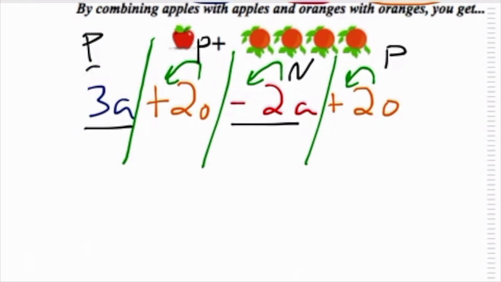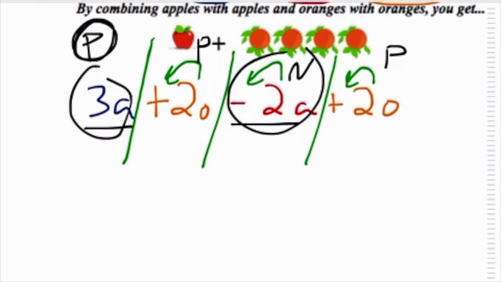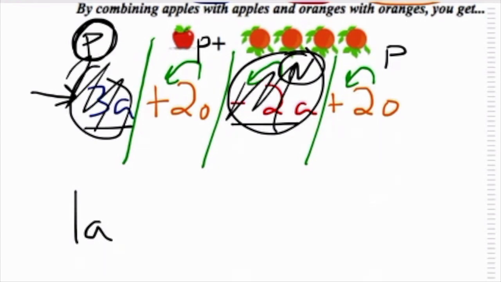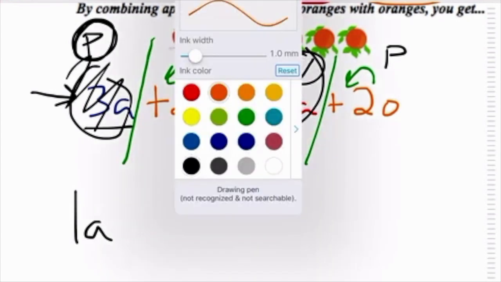So even though I said 3a plus negative 2a, because signs are different, because one's a positive, one's a negative, I'm technically going to subtract. And 3 minus 2 is 1. And because the 3 has more players, it's a positive 1. So my answer is positive 1a. Done. Cross it off, cross it off. Now I move on to the oranges.